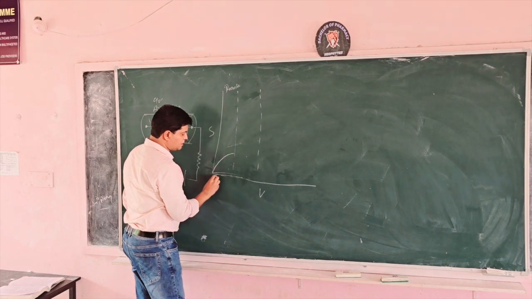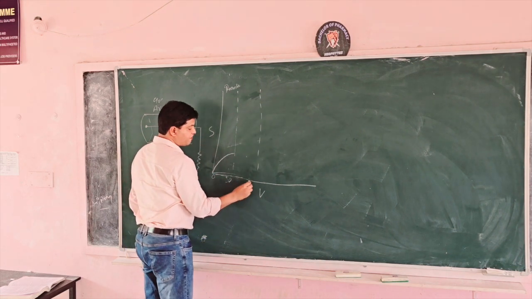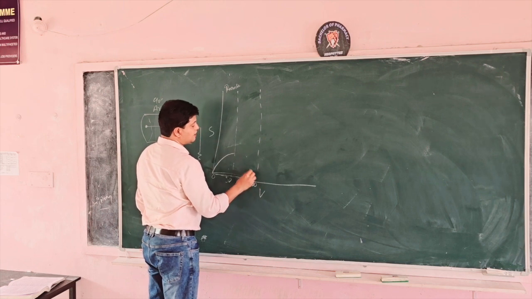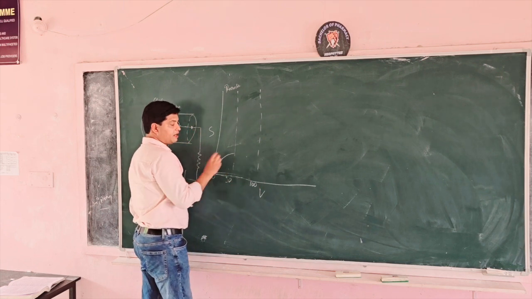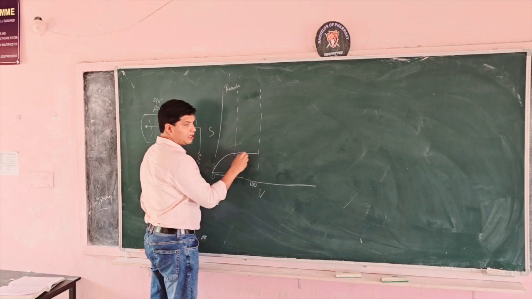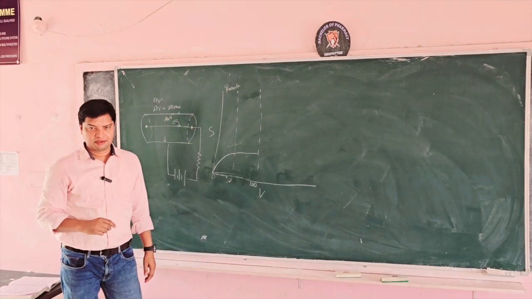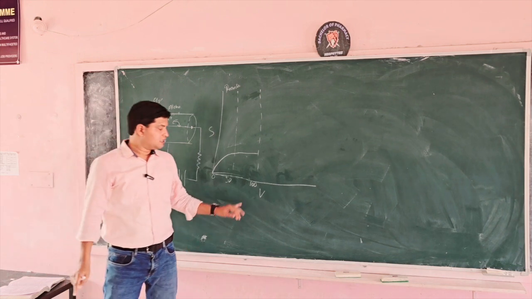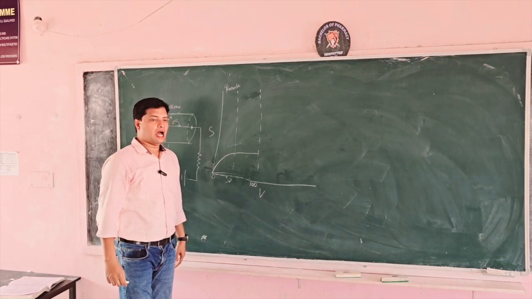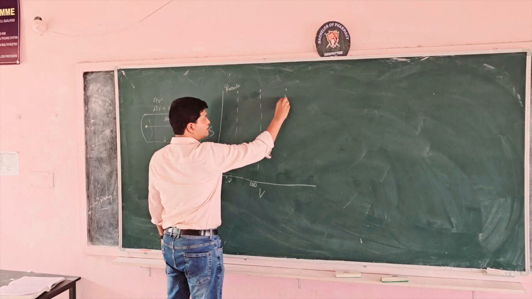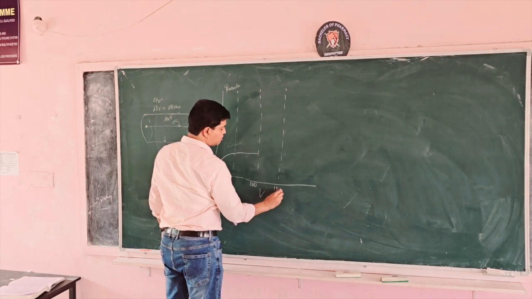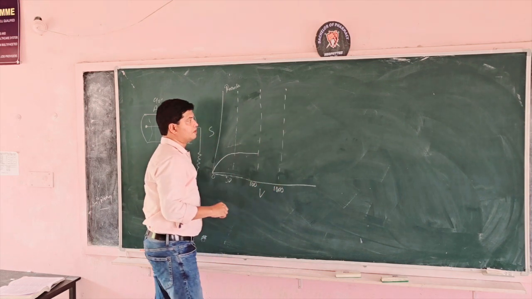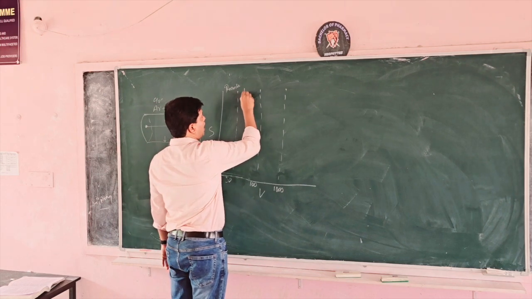Here, the potential is 0 to 50. If you increase from 50 to 100, then comes the ionization chamber, primary ionization. The voltage is 50 to 100. Next, 100 to 1000.